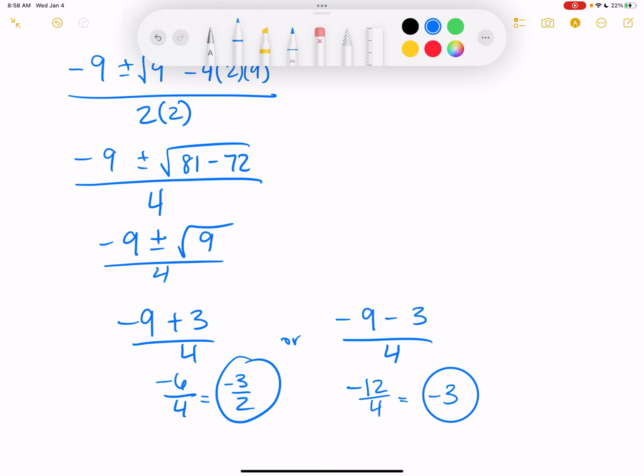Any questions about those ones? Quadratic formula in general before we do the next thing?